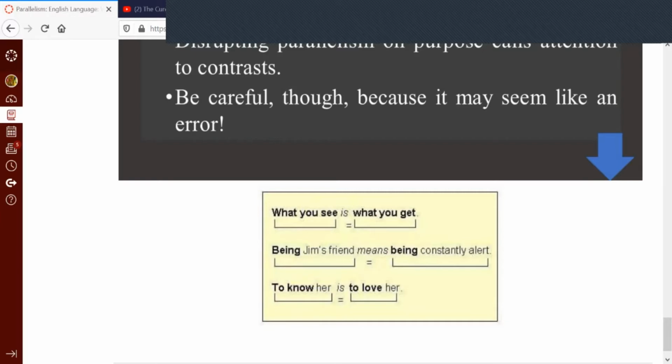In the second one, we start with a gerund, being, followed by a possessive noun acting as an adjective, followed by a noun. In the second one, gerund, being, adjective, constantly, alert, noun. And in the third one, to know her, infinitive verb, pronoun, is to love her, infinitive verb, pronoun. So again, the structures are calling our attention to the comparisons and the contrasts.